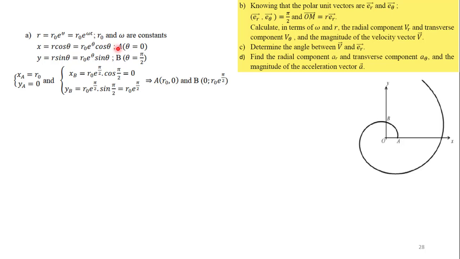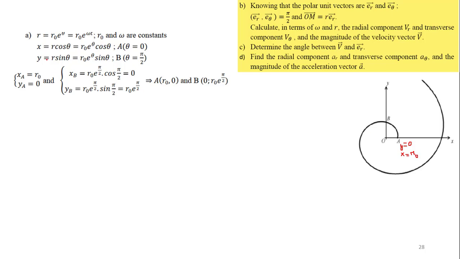Now we will consider points A and B. We have y at point A equal to 0. So we need now to find x of A. x of A is equal to r0 e^0 cosine 0. Cosine 0 is 1, e^0 is 1, so x is equal to r0 at point A.